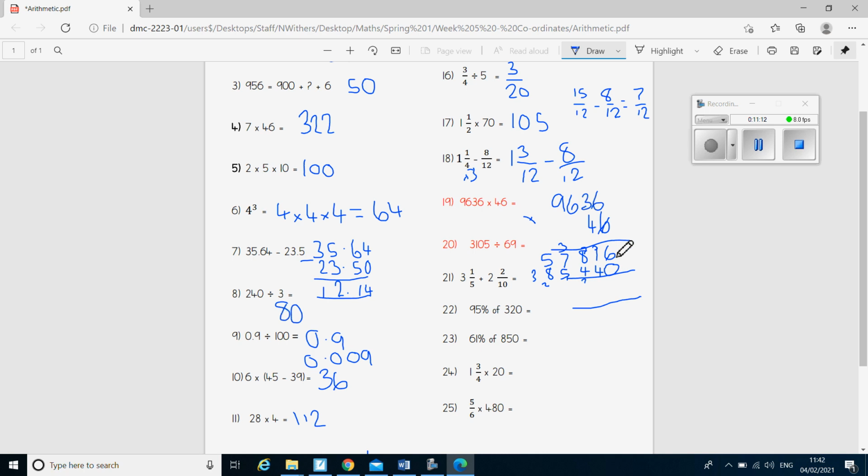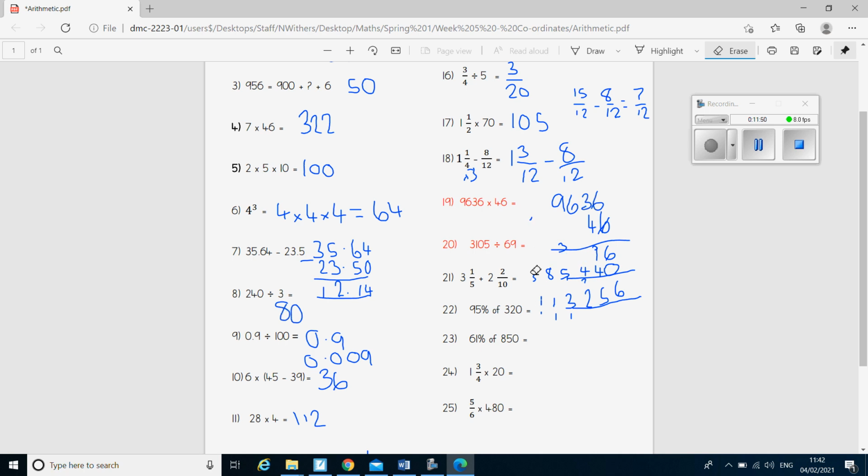And the final step, remember, is to add them together. So 6 add 0 is 6, 1 add 4 is 5, 8 add 4 is 12, 5 add 7 add 1 is 13, 5 add 8 add 1 is 14, and 3 add 1 is 4. So the answer we were looking for there was 443,256. Okay, if you got that one right, give yourself 2 marks. That's why that one was in red today.